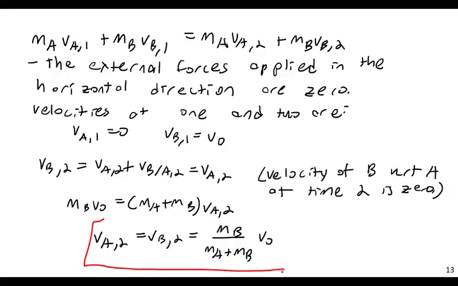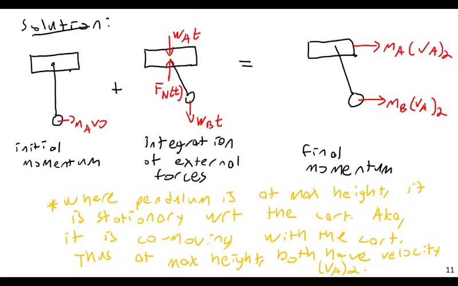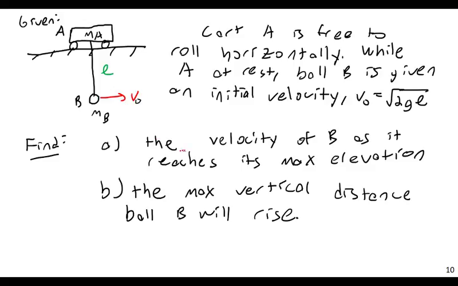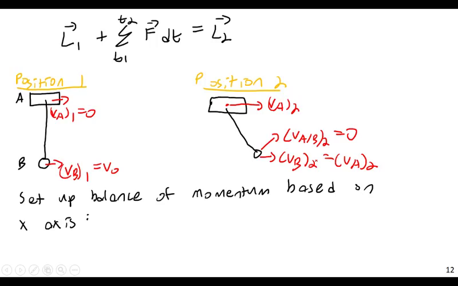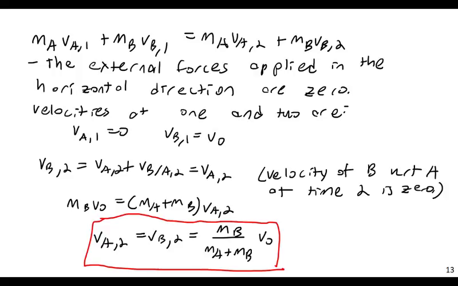I want to go a bit further if I want to get the answer for part B here. So we've gotten this part here, the velocity at B as it reaches max elevation. We've solved for that already, but we now need to solve for the max height. So I'm going to use the same positions as before, and we're going to have a conservation of total mechanical energy.